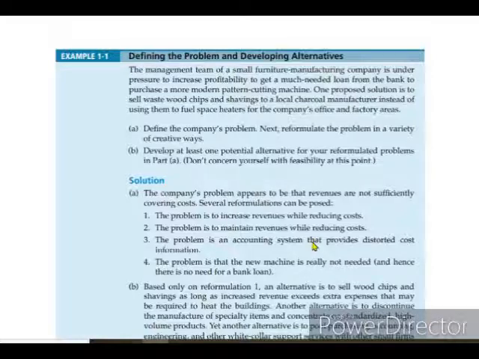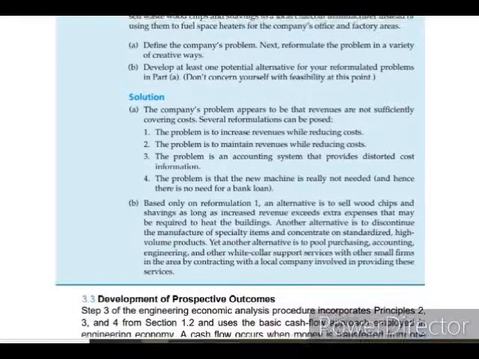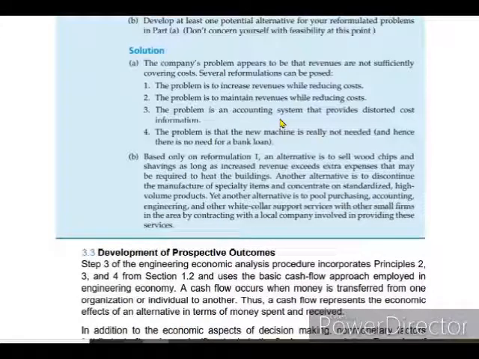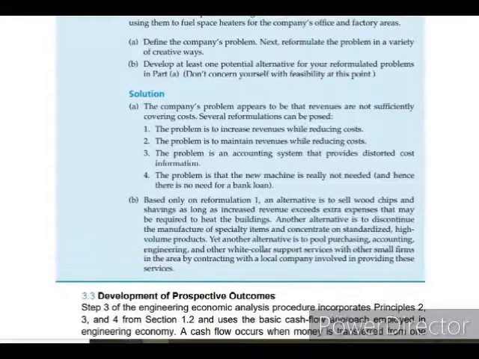Okay, so letter A, define the company's problem. Next, formulate the problem in a variety of creative ways. Letter B, develop at least one potential alternative for your reformulated problems in part A. Don't concern yourself with feasibility at this point because here we are just creating ideas and defining the problem. So solution for letter A. The company's problem appears to be that revenues are not sufficiently covering costs. Okay, so it appears that the profit that the company is gaining is not offsetting the cost. Okay, so several reformulations can be posed here.